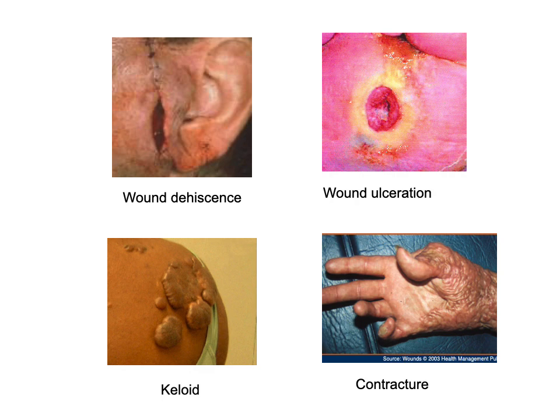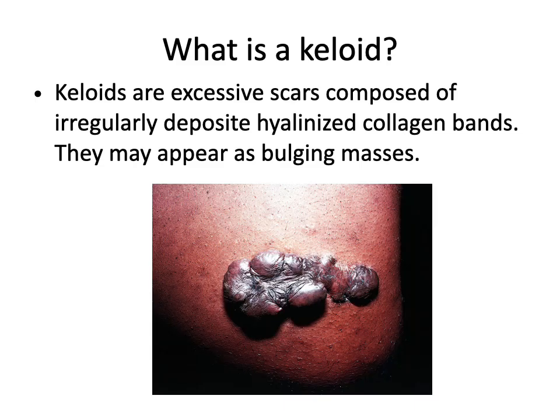Sometimes the scar tissue formation is excessive, and we know that collagen type 1 contracts. As a result, the skin and the muscle contract. This is known as contracture, and you see this in severe burns. Now, keloids are excessive scars composed of irregular hyaline collagen bands. They appear as bulging masses.